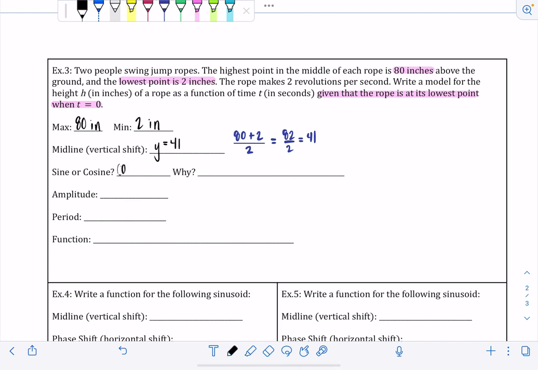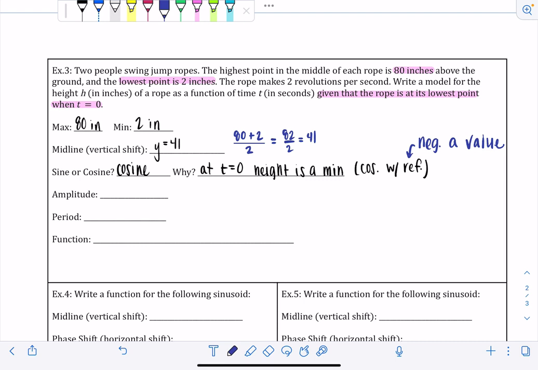So cosine, because at t equals 0, the height is a minimum, so we'll use cosine with a reflection, and that means that we'll have a negative a value. So our amplitude won't be negative because that's a distance, but we'll have a negative out in front of our equation when we write it.